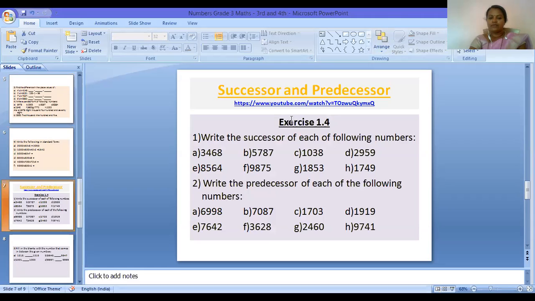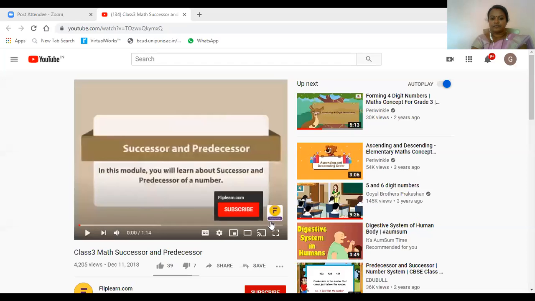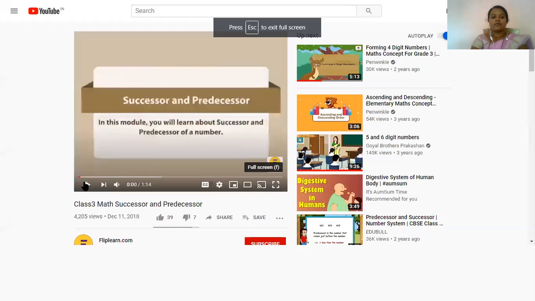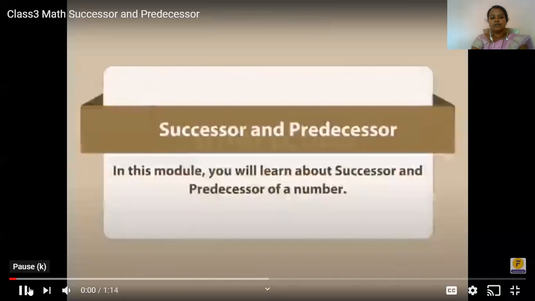So when we consider writing this, let us look at one of our short videos explaining this in a better way, how the predecessor and successor work. So here we go with the next video, that is about successor and predecessor. In this module, we are going to learn about the predecessor and successor of a number.